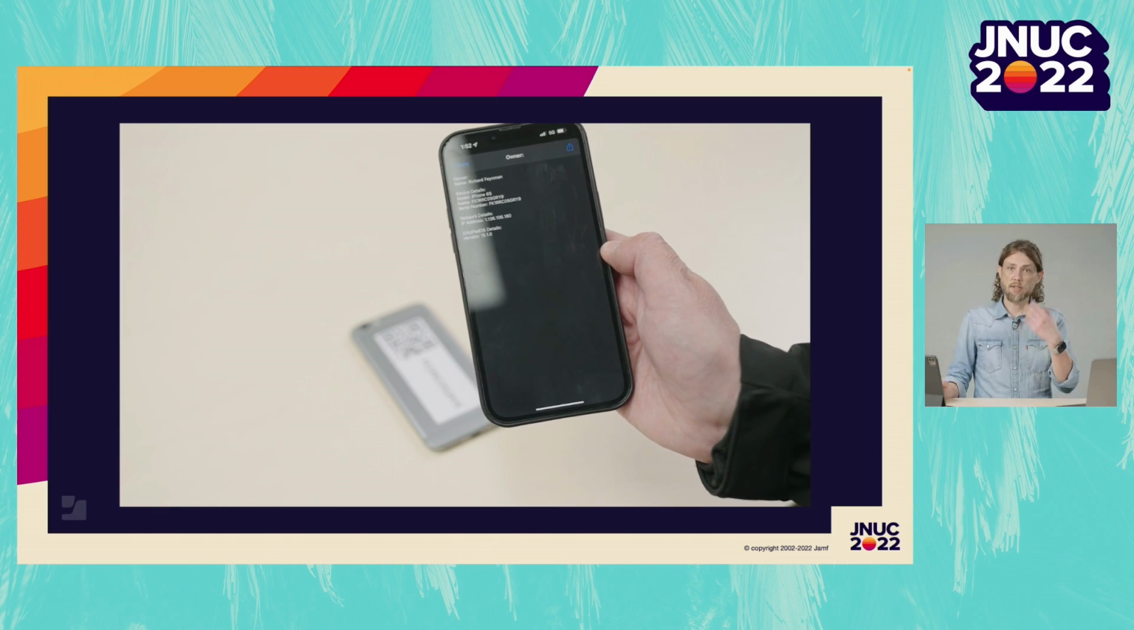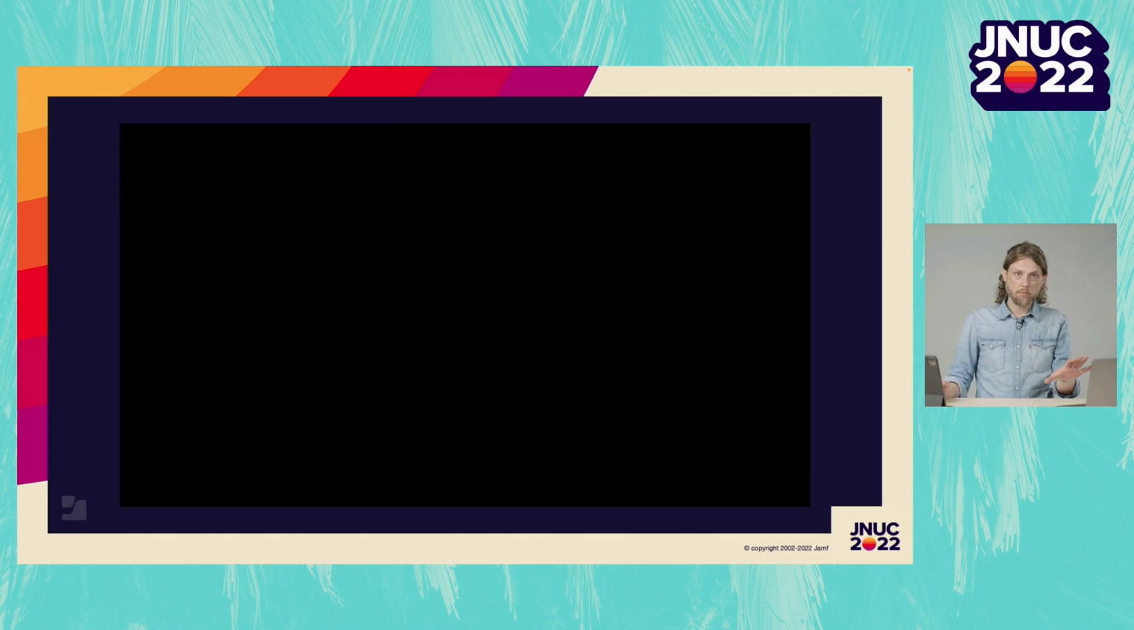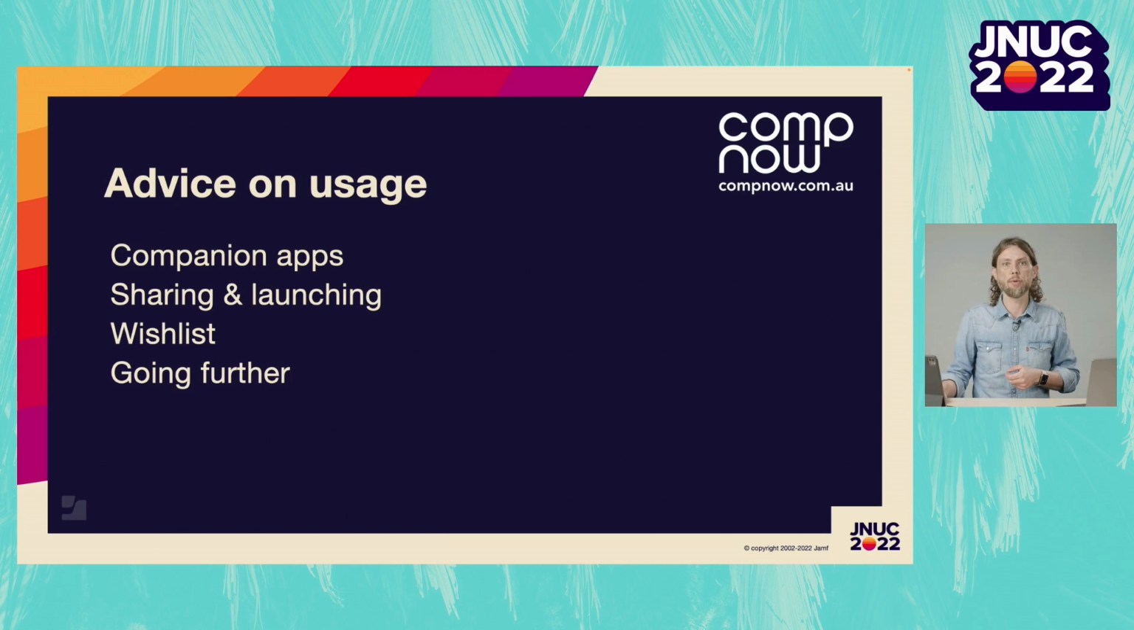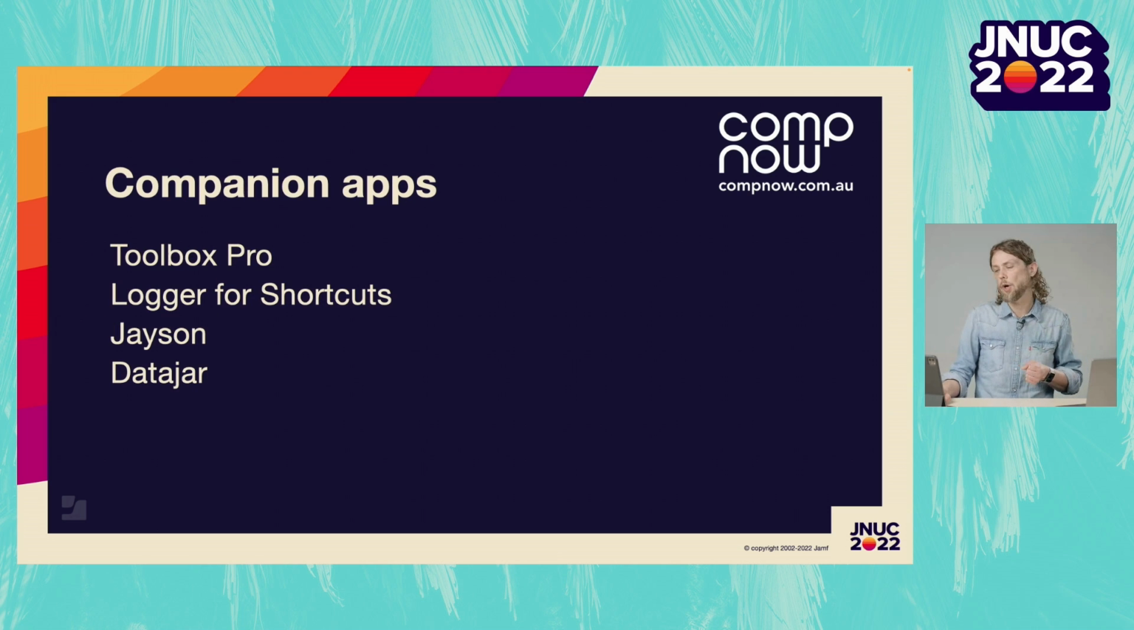And just like we saw before, we've got the lovely little pre-organized list of properties there from the API. So to quickly go through advice on usage, we've got companion apps, some ideas for sharing and launching, a bit of a wish list, and what you can do going further. We're getting right down to the closing stages now, folks.